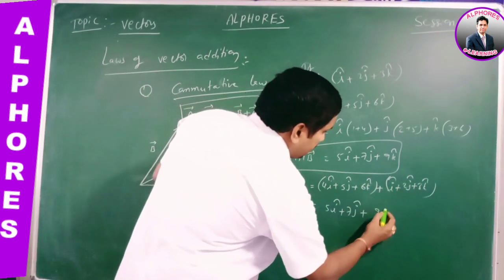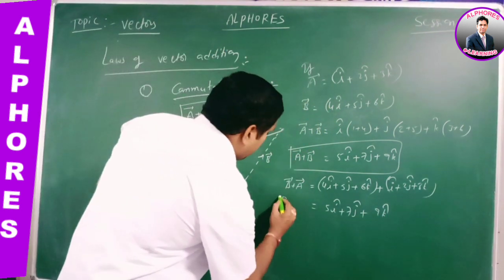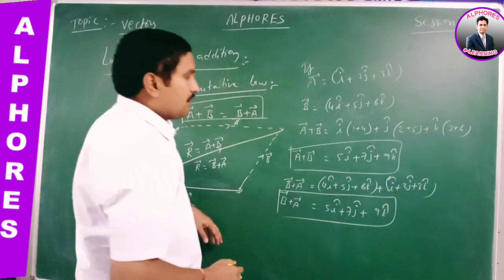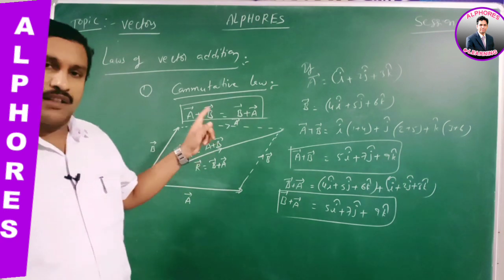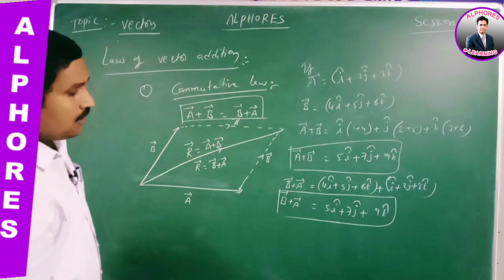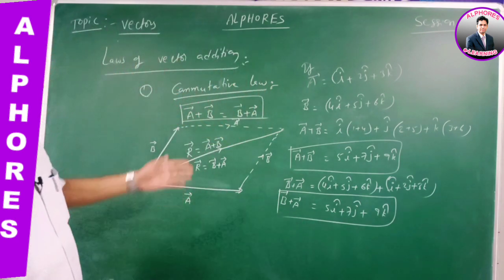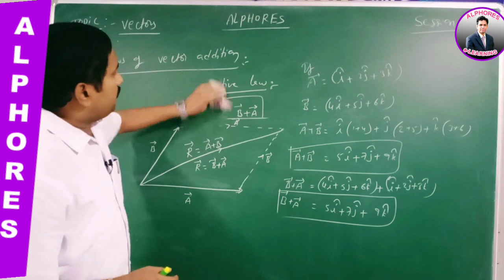Now this is 9k cap. By taking the mathematical method also we got the same result, that means a bar plus b bar is equal to b bar plus a bar. That means the commutative law is obeyed by the laws of vector addition. Now after the commutative law, by a similar method we have to prove the law of addition of vectors by the associative law also.